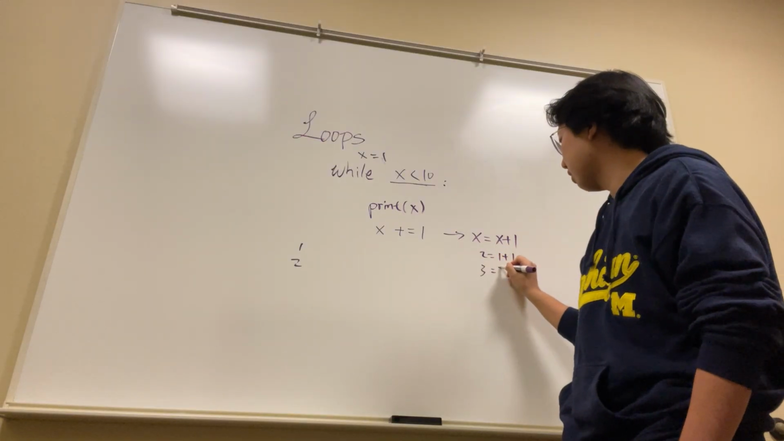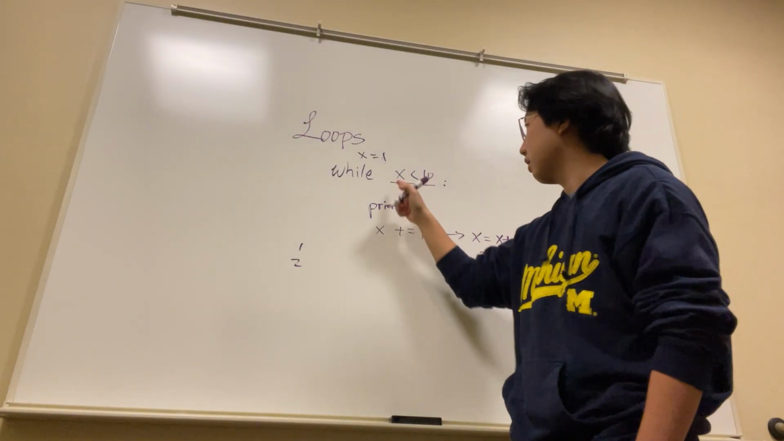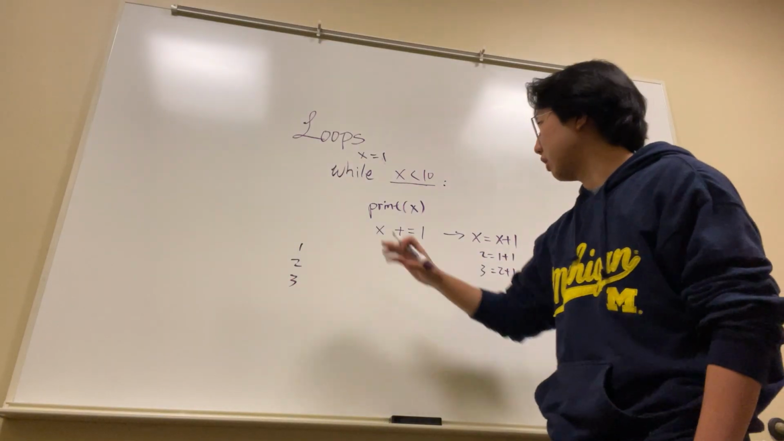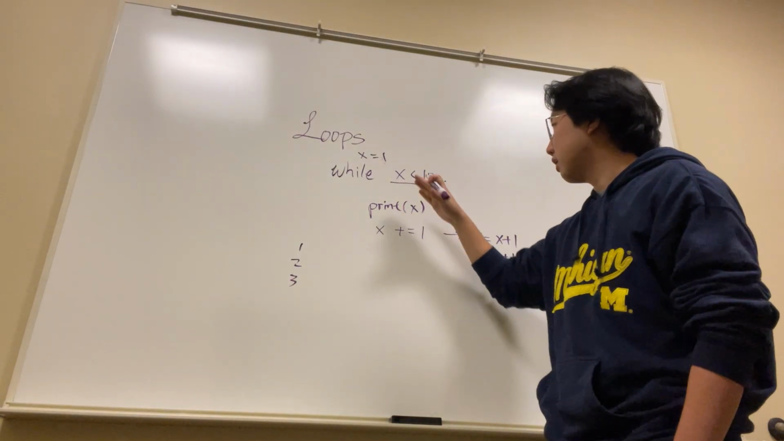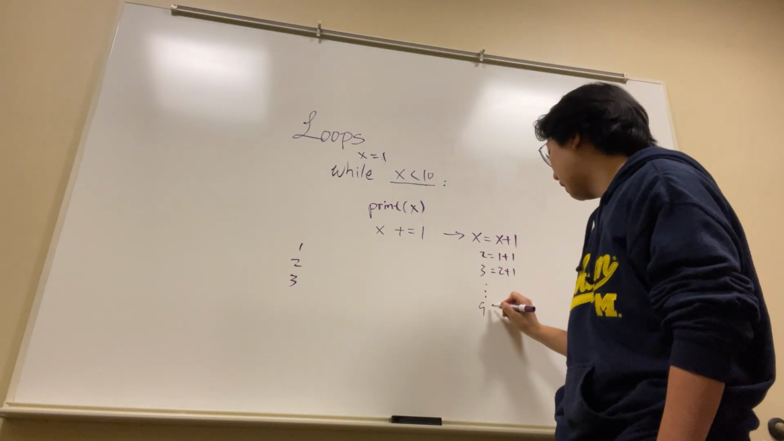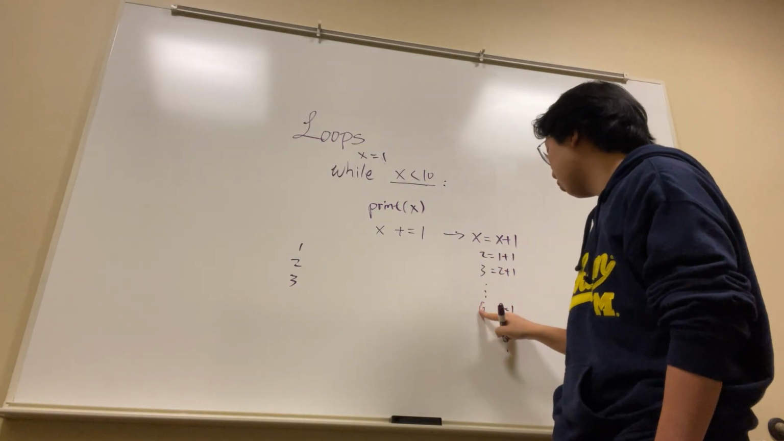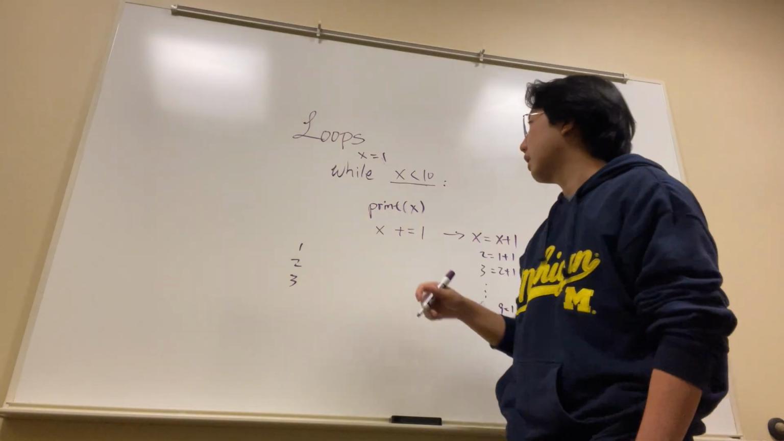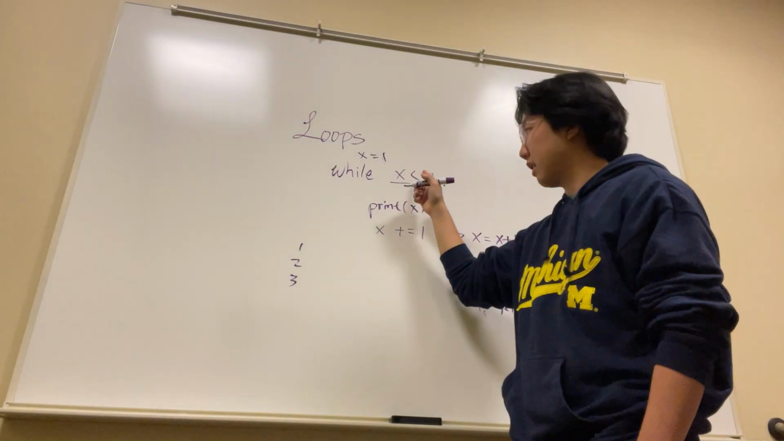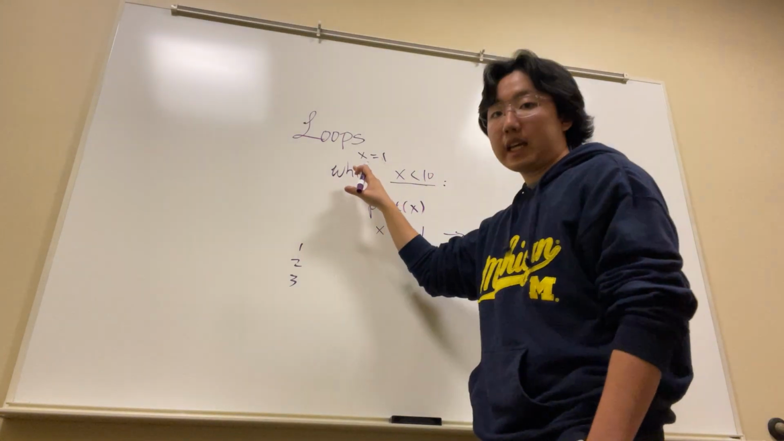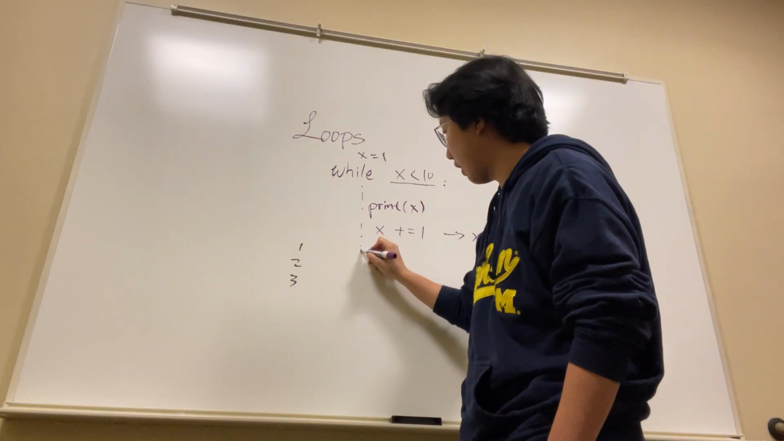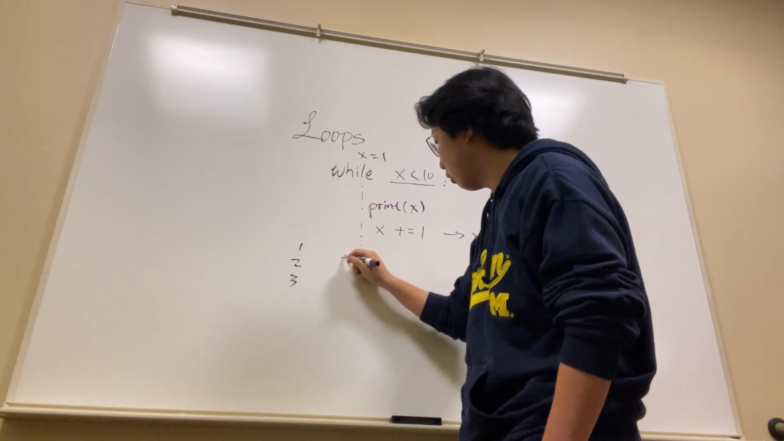So now x is 3, right? 3 is still less than 10, and the output will be 3. You're going to keep on going until you hit 9. 9 plus 1 equals 10, right? It equals 10, but it's not less than 10, so it will end this while loop. Imagine the loop is here, make sure you indent it correctly, and then the next code block will be here.